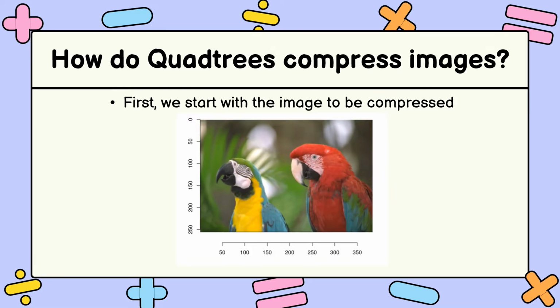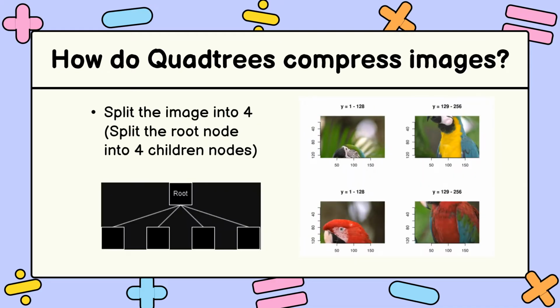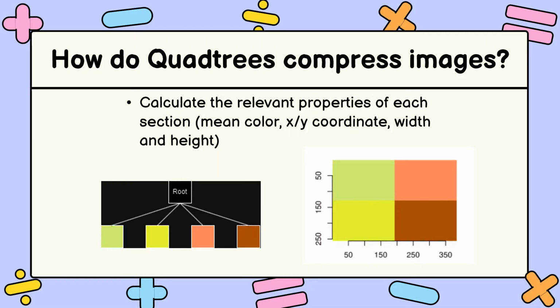So how do quadtrees compress images? Firstly, we start with the image to be compressed. We will then split this image into 4 quadrants. The root node is split into 4 children nodes. Then, we calculate the relevant properties of each section, such as its mean color, XY coordinate, width and height, and assign it to the children nodes.